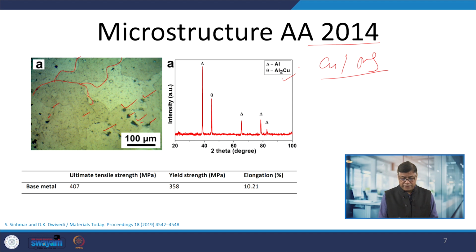That is evident also from this X-ray diffraction analysis of the 2014 aluminum alloy. The typical strength of this alloy is, say, 407 MPa ultimate strength, 358 MPa yield strength, and ductility in terms of percentage elongation is 10.21. So, this is a reasonably good strength and ductility metal.